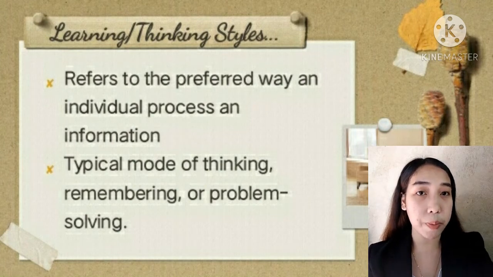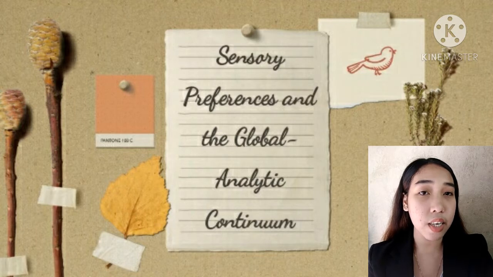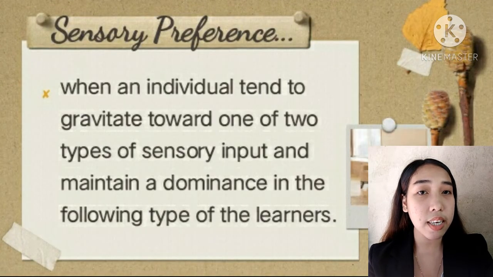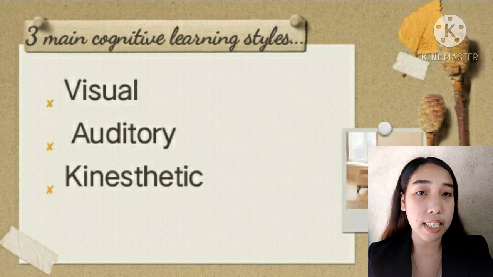Actually, there are several perspectives about learning styles, but we shall focus on the sensory preferences and the global analytic continuum. When we say sensory preferences, it is when individuals tend to gravitate toward one of the sensory inputs and maintain a dominance in one of the following types of learners. The three main cognitive learning styles are the visual, auditory, and kinesthetic. The first one is the visual.